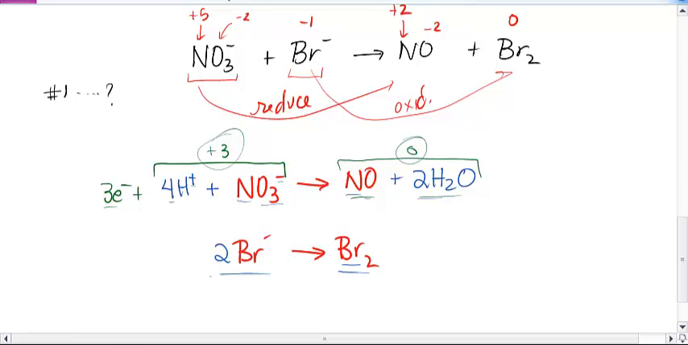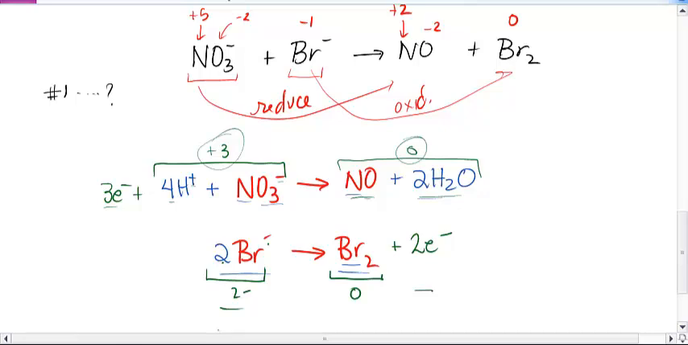I'm going to do the same thing on the bottom. This side, I have 2 negatives. And over here, I have 0 because it's an element by itself. It's neutral. So I'm going to add electrons to make both sides be equal. I'm adding negatives, so I'm not going to add them to this side because that would make it more negative. So plus 2 electrons. That gives me 2 negatives over here and 2 negatives over here. We're good. That's step 6.